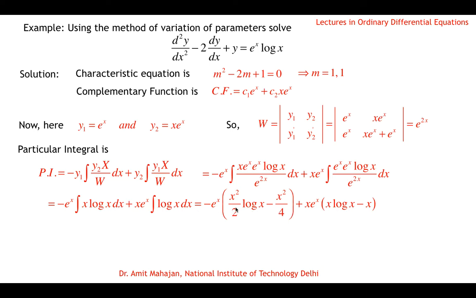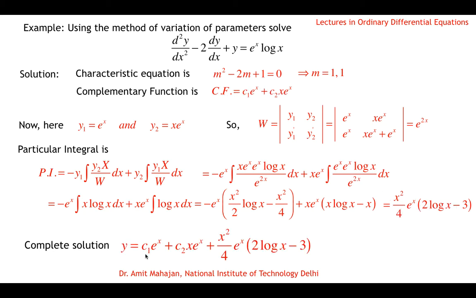Okay, so this will be the integral value. Finally, we can just combine them to write the particular integral value as this. So the complete solution will be complementary function plus particular integral. It is quite simple, but sometimes the numerical may be such that the calculation becomes so lengthy that we usually avoid this method.